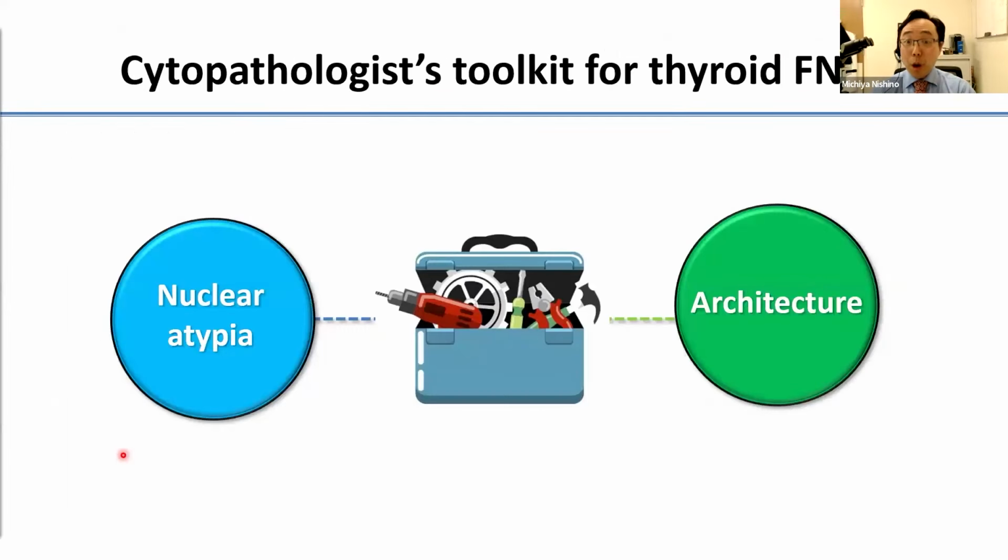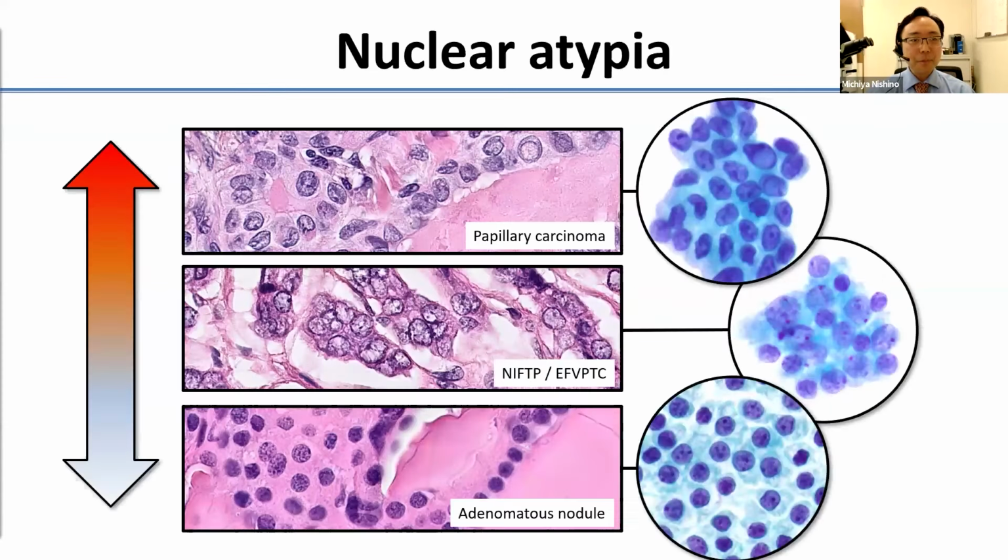Well, for most thyroid FNAs, we rely on just 2 main tools to help us classify these thyroid nodules. Tool number 1 is evaluation of a cell's nuclear detail, and tool number 2 is evaluation of cellular architecture, or how these cells are grouped together on a slide. And we'll take a look at each of these 2 tools briefly, starting with nuclear atypia first.